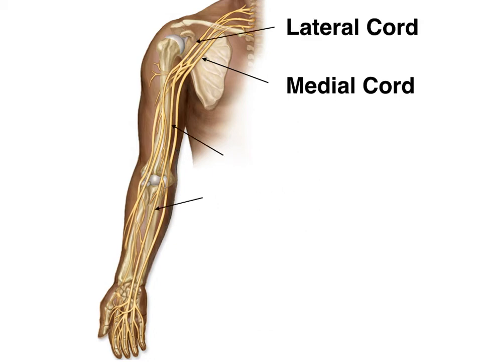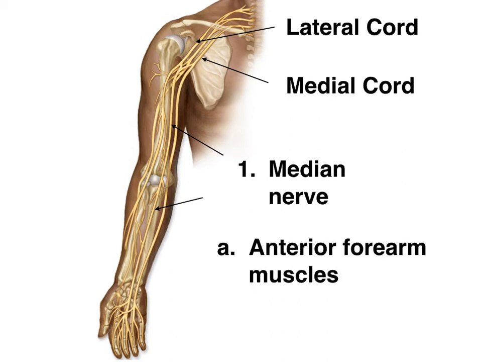There is a combination between the lateral and medial cord, which both merge to become the median nerve. The median nerve passes through the anterior of the arm into the forearm and helps to serve some of the anterior forearm muscles, especially those that will help enable flexion.